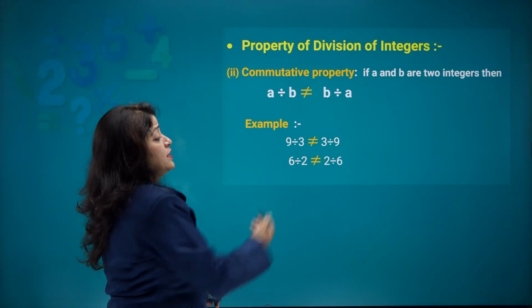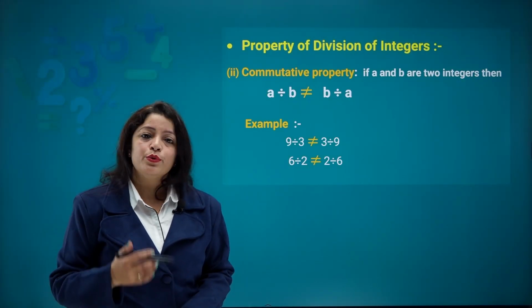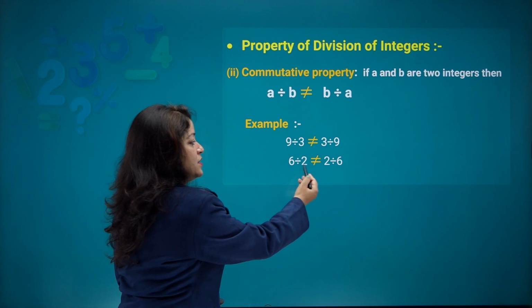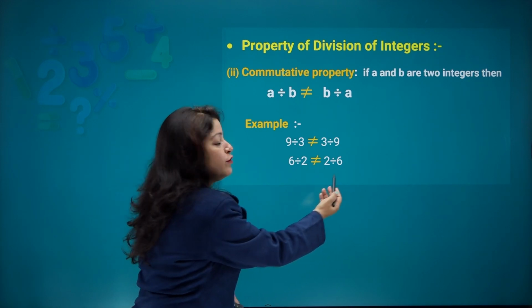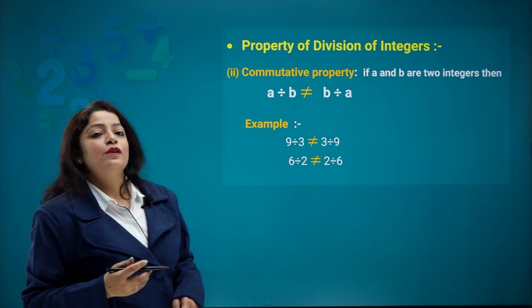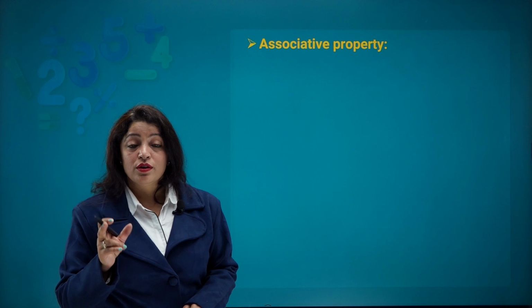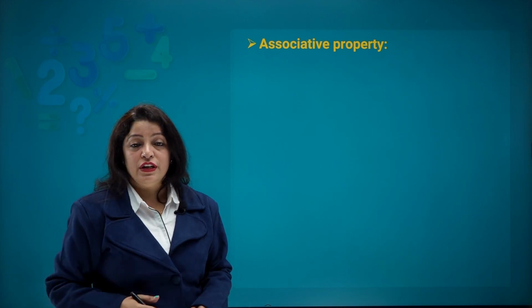You can also see 6 divided by 2 is not equal to 2 divided by 6 because this is 3 and this will give you 1 upon 3. So these are two different answers for the question. So we can say commutative property is not true for division of integers.